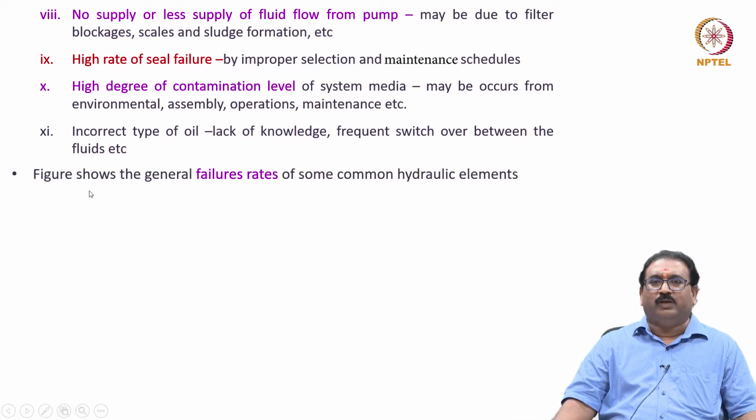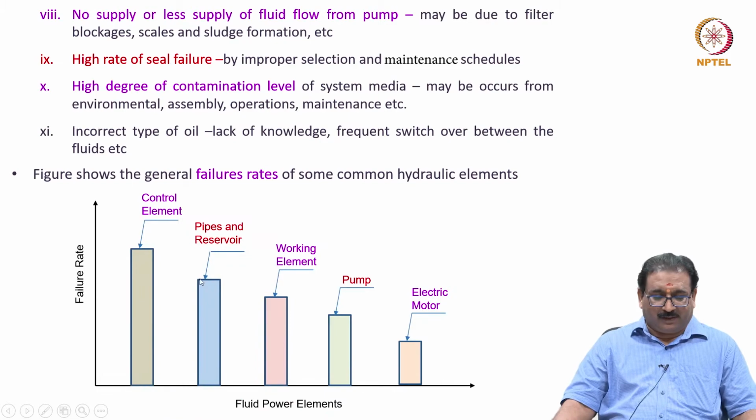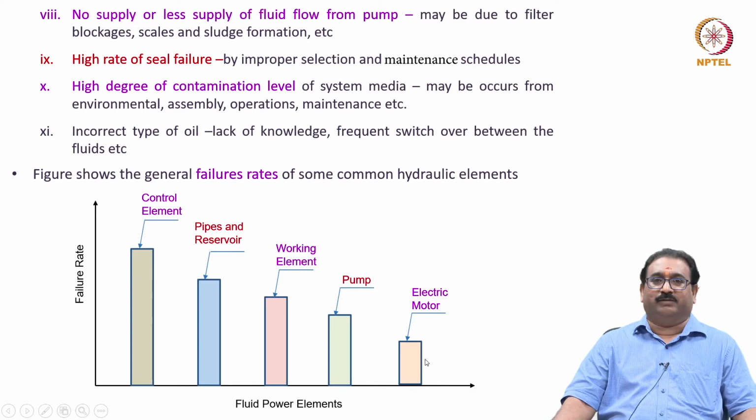Now, I am showing you the general failure rates of some common hydraulic components. You will see here, friends, the failure rate versus the fluid power elements. The control elements failure rate is more. Next are pipes and reservoirs, working elements like actuators. Here it is a pump. Next one is an electric motor.